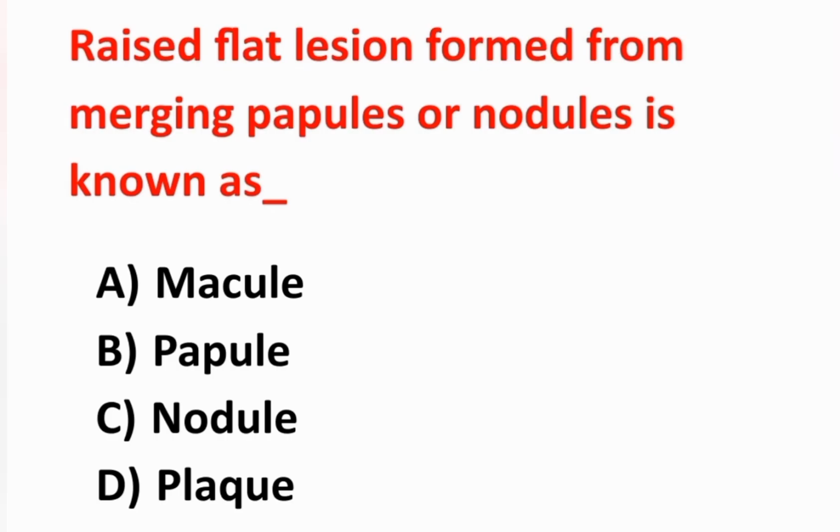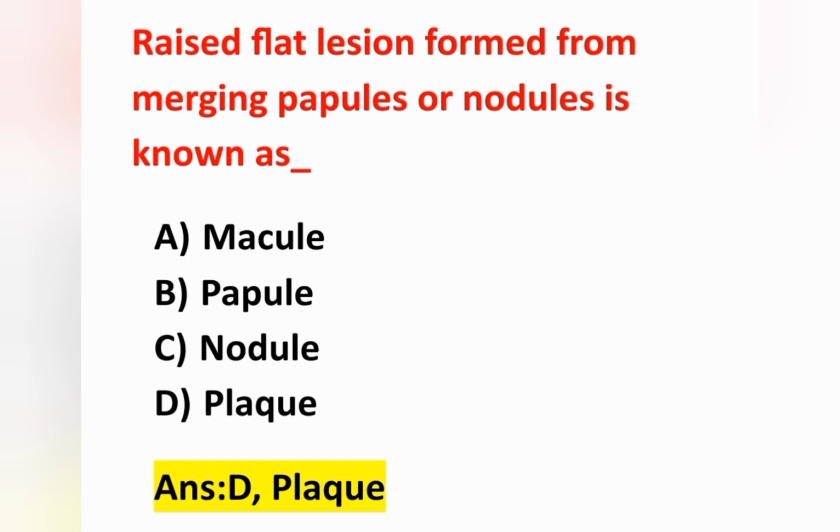And the next question, a raised flat lesion formed from merging papules or nodules is known as. Options are option A, macule, option B, papule, option C, nodule, and option D, plaque. Correct answer is option D, plaque. Plaque means a raised flat lesion formed from merging papule or nodule.